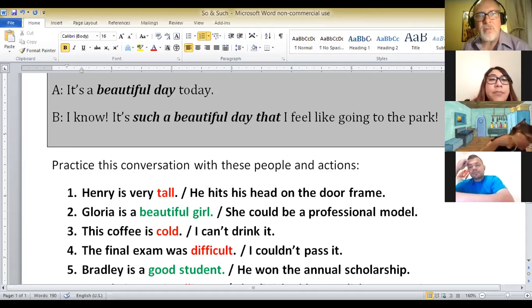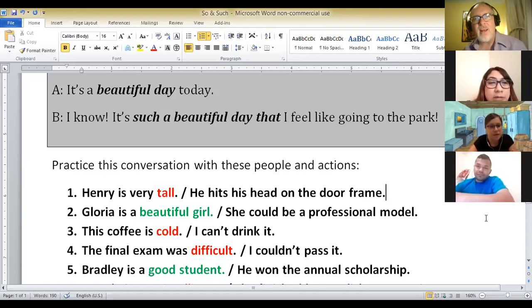Do you see the difference between number one and number two, everybody? Number one, we have tall only. You see that one in red? Tall. It's only an adjective. So we said so. Henry is so tall that he hits his head on the doorframe. On the other hand, Gloria is such a beautiful girl that she could be a professional model. See the difference? So tall, such a beautiful girl.